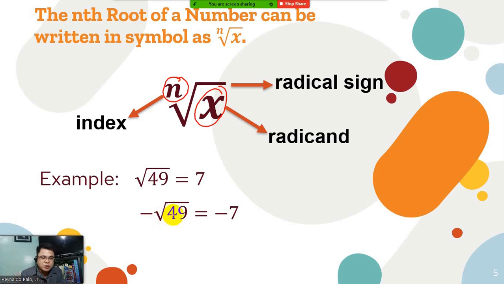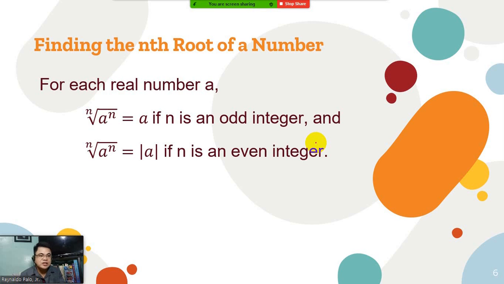That's why if you will be getting negative square root of 49, you will be getting negative 7. Remember the parts of the radical expression. This number on the upper left side of the radical symbol is what we call the index, while the symbol is what we call the radical sign. Then, of course, the one inside the radical sign is what we call the radicand. Take note. Next, finding the nth root of a number.